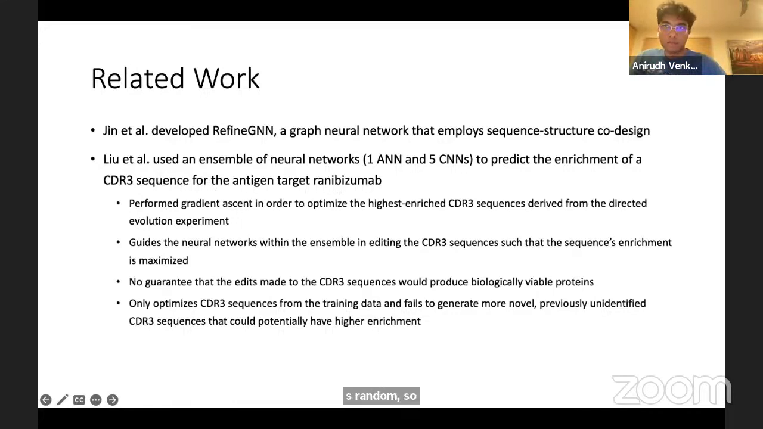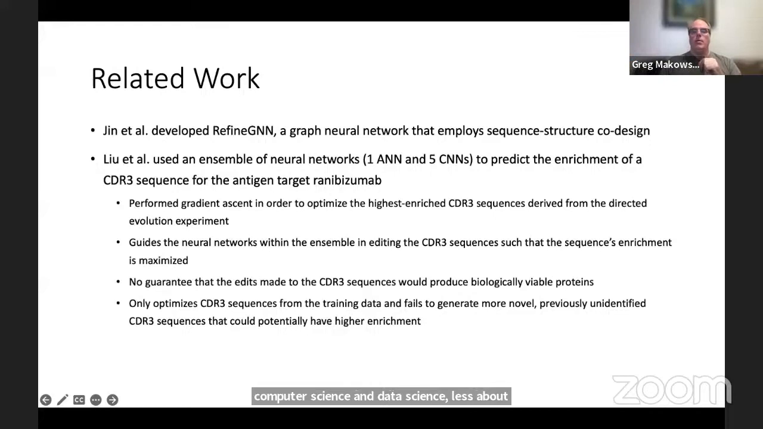Just a question. The audience is going to be more computer science and data science, less about bioinformatics. Can you help us with the motivation? What kind of thing does this disease affect medically? For people that might not know, and I certainly don't know, what is ranibizumab? What condition is that related to?